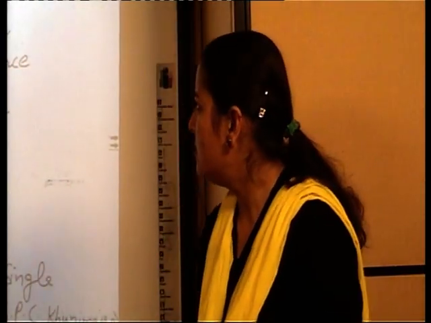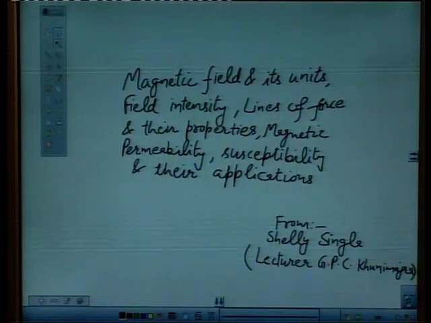Today my topic is magnetic field, its units, field intensity, lines of force, their properties, magnetic permeability, susceptibility and their applications. So first of all, we will start with the topic of magnetic field.